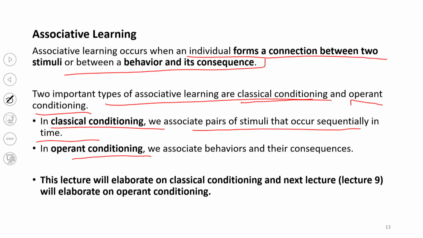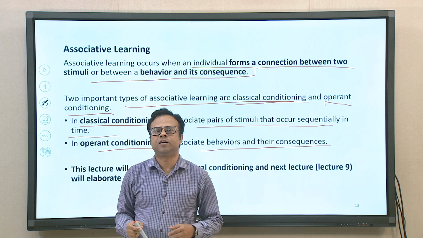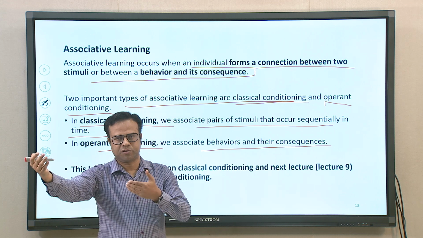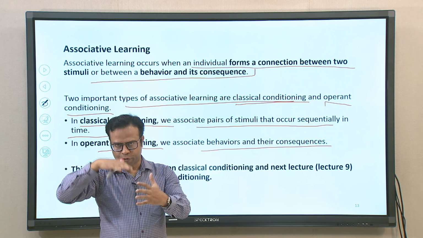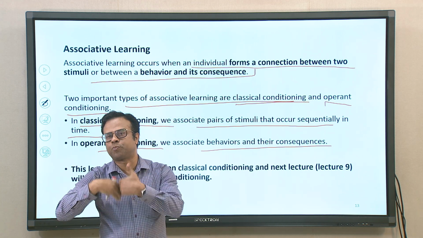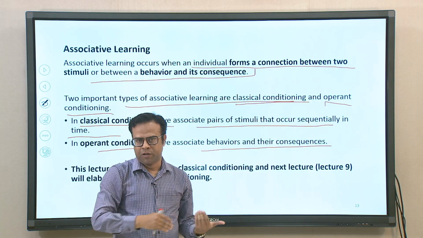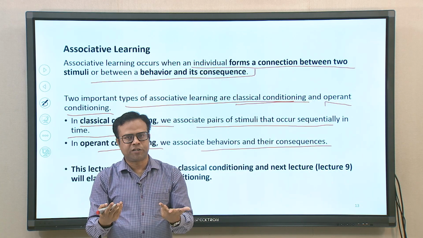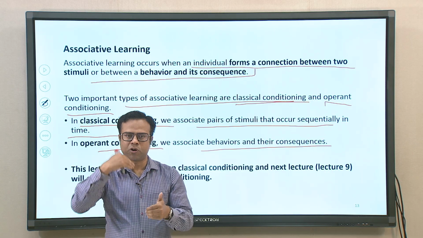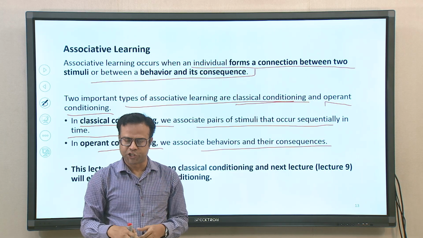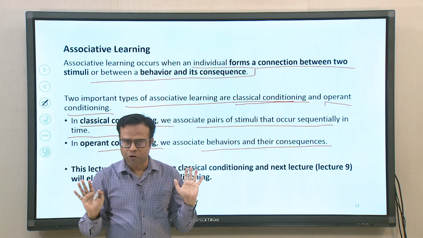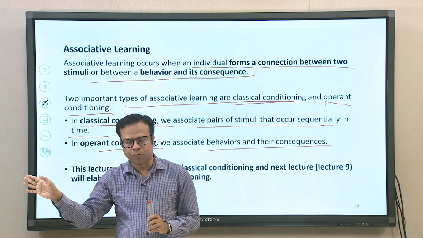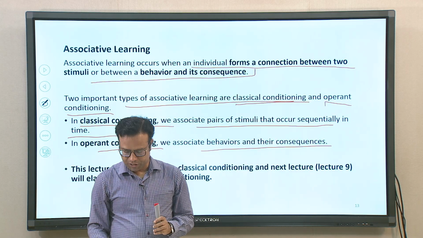In operant conditioning, we associate behavior with its consequences. In operant conditioning, we learn if I do this action, what is the consequence. According to the nature of the consequence, this behavior is promoted or it is stopped. We will talk about that in the next lecture. So, these are two important types of associative learning. One is called classical conditioning, one is called operant conditioning. This lecture will be devoted to classical conditioning and the next lecture to operant conditioning.